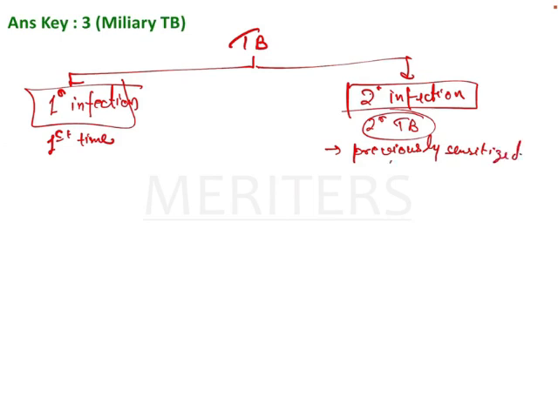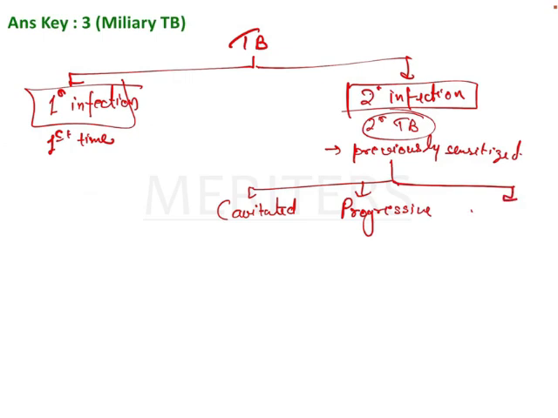Now what is important here is that the secondary infection can be of many types. It can be cavitatory, it can be progressive pulmonary tuberculosis, it can be miliary disease. So it can be a cavitated kind of infection, then progressive pulmonary tuberculosis, and then you can have miliary tuberculosis. Now we are more concerned with miliary tuberculosis, so we'll be coming to that now.